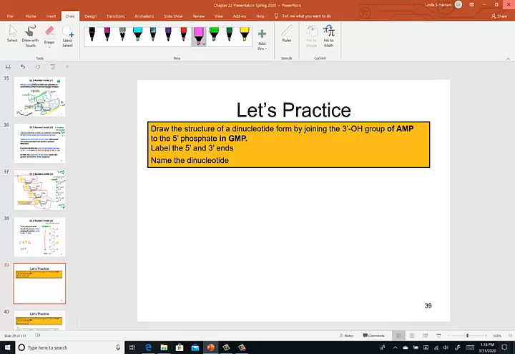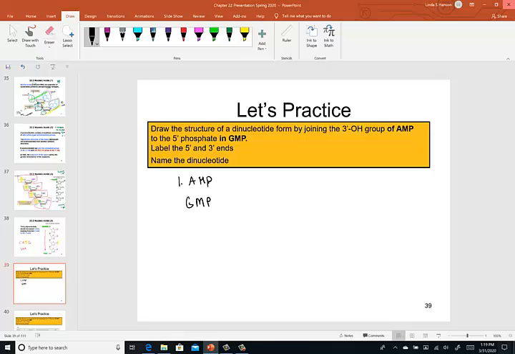It says let's practice. Let's draw a structure of a dinucleotide formed by joining the 3' end hydroxyl group of AMP to the 5' phosphate in GMP. We're going to label the 5' and 3' ends and then simply name the dinucleotide. Okay, so let's go one step slow. First of all, we better figure out, let's interpret what does AMP stand for and what does GMP stand for. And that goes back to last lesson, right?